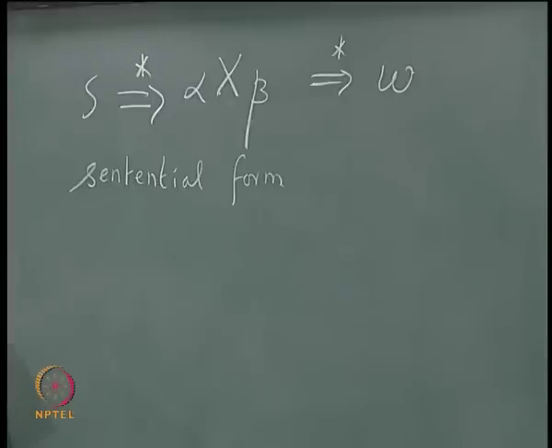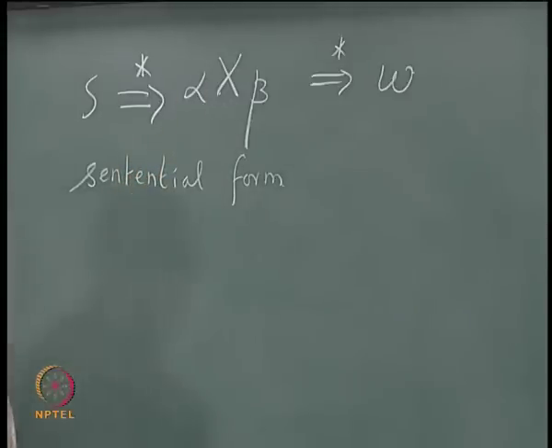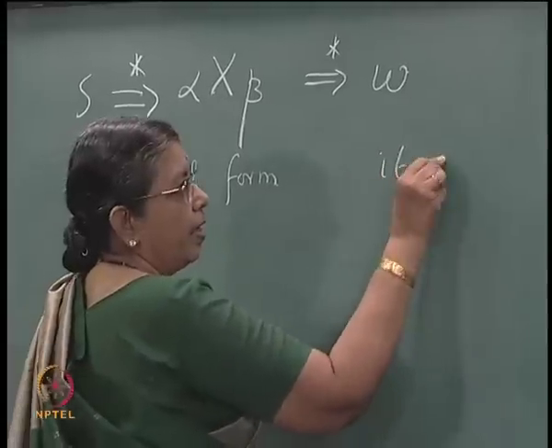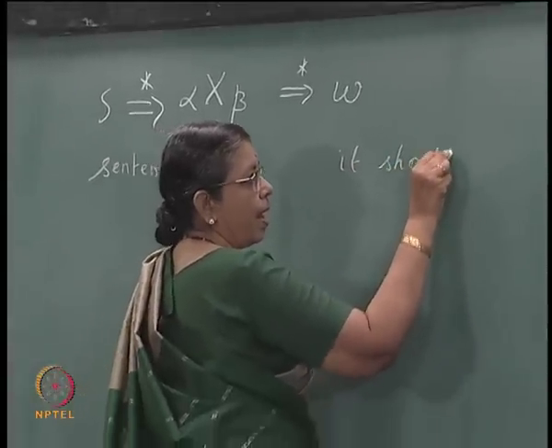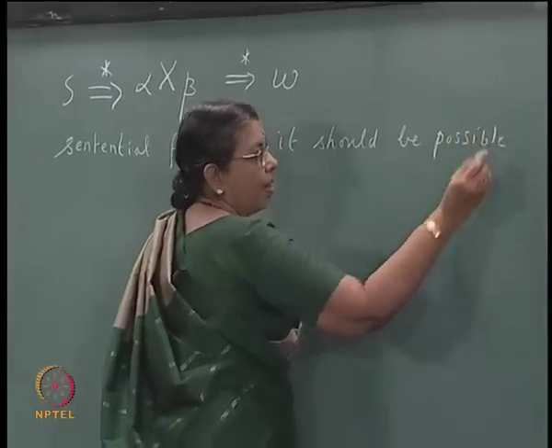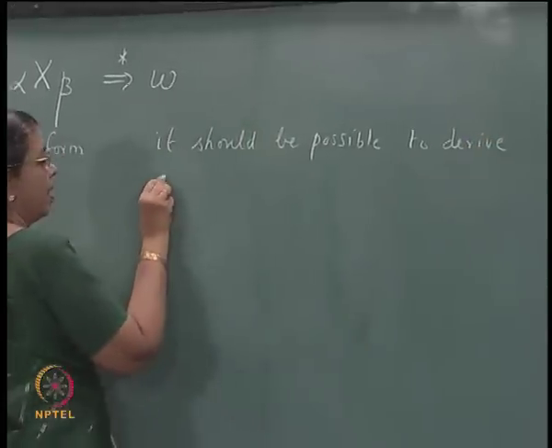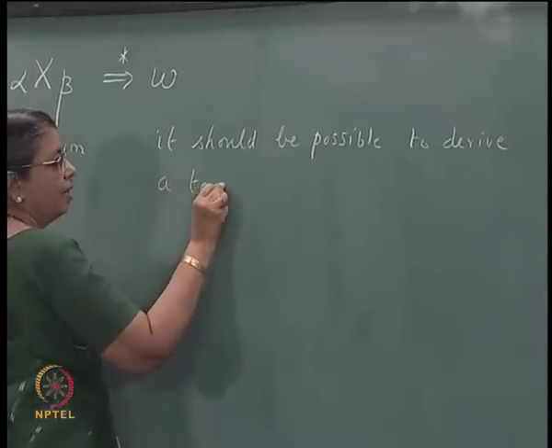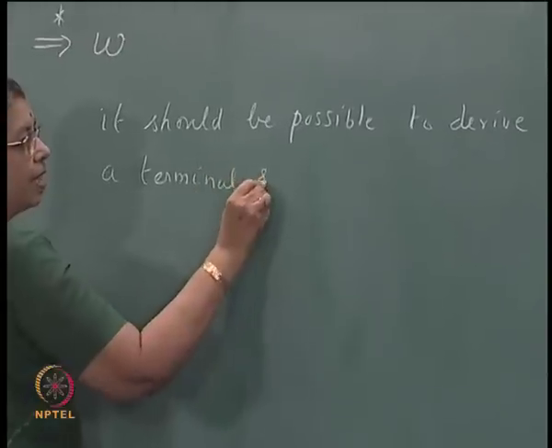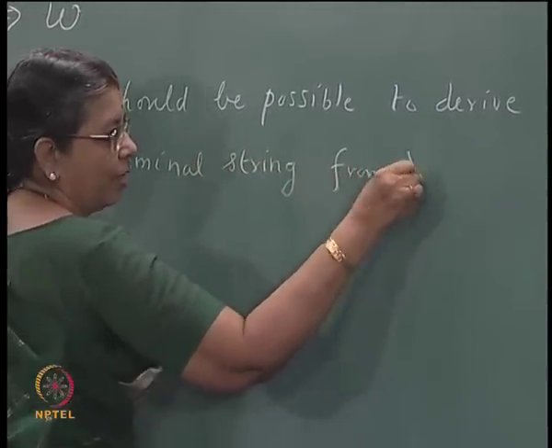Now, if you look carefully at the definition, there are two aspects. One is there should be a terminal portion derivable from X. It should be possible to derive a terminal string from X. This is one condition.